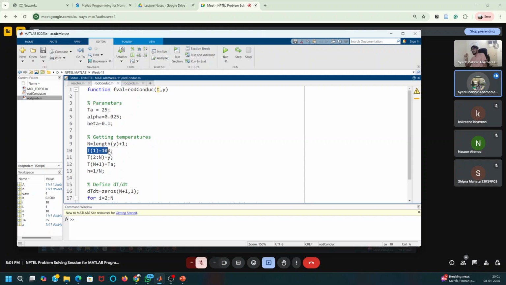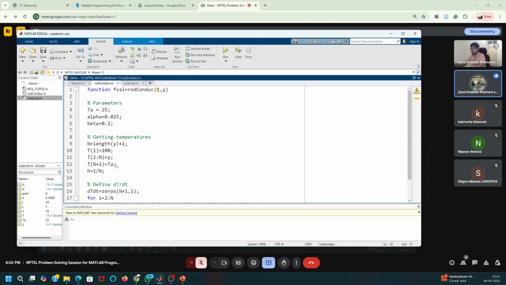And T of 1, at the left end the temperature is 100, we know this. And from T2 to n we are saying that it is y, which we don't know, we have to solve for y. And at the last node, which is the n plus 1th node of the bar, we have TA, the temperature is equal to 25. So h is equal to 1 by n, where n is the number of divisions. Here 1 is the length of the bar. The length of the bar is 1 meter.